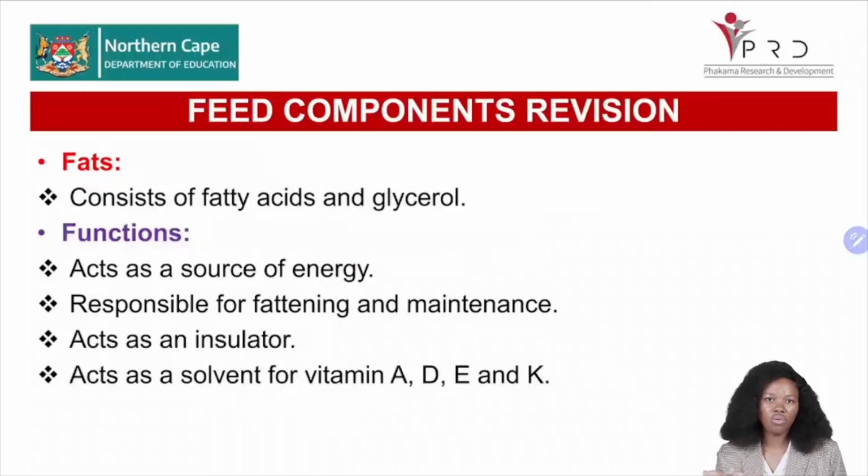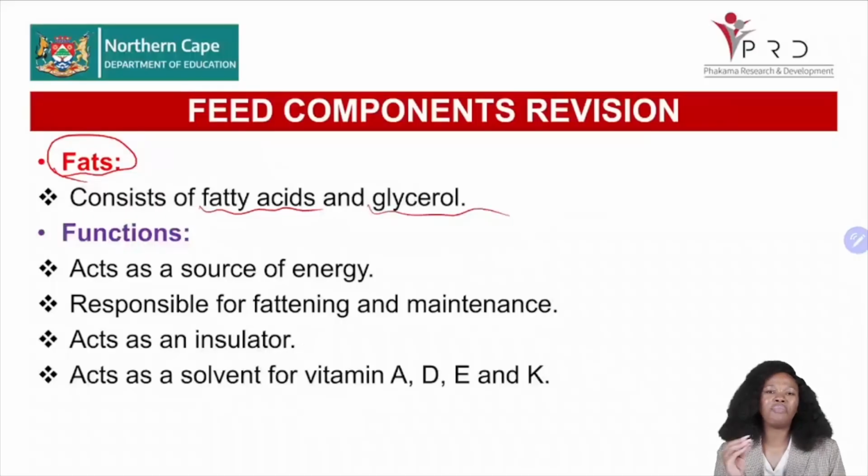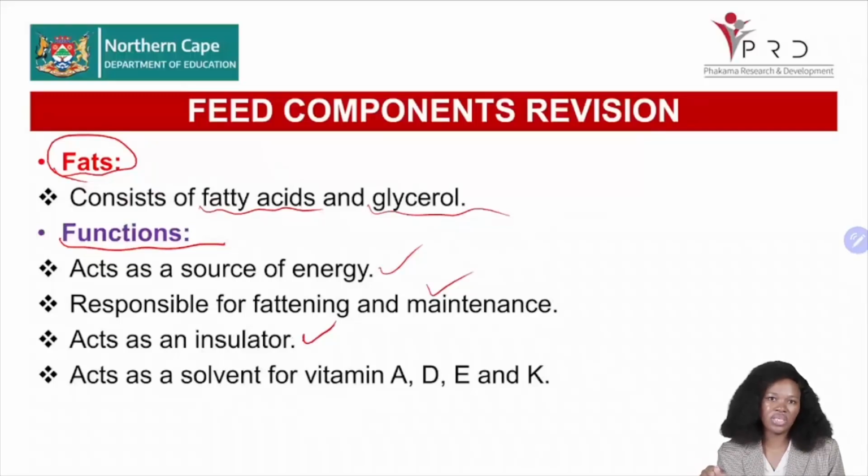Now, our next organic nutrient, we have fats, right? Fats consist of fatty acids and glycerol being the building blocks, meaning without fatty acids and glycerol, there will be no fats. Now, their functions, firstly, they act as a source of energy, right? Responsible for fattening and maintenance, acts as an insulator by regulating the temperature and protecting the internal organs of farm animals, such as kidneys, right?